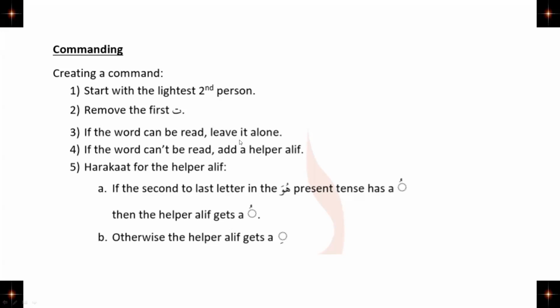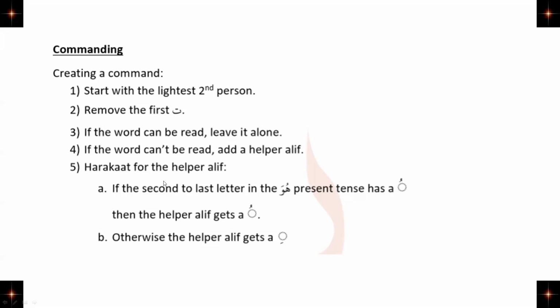For instance, if it is the word yujahidu, then I say tujahidu, and then I make it lightest, tujahid, and then I remove the ta, it becomes jahid. Jahid is pronounceable, so I leave it like that. That is the amr. Jahid, strive, right? But if it cannot be read like ktub, then I will add something called the helper alif. Okay? Helper alif.